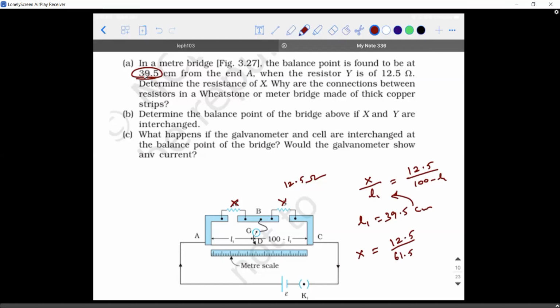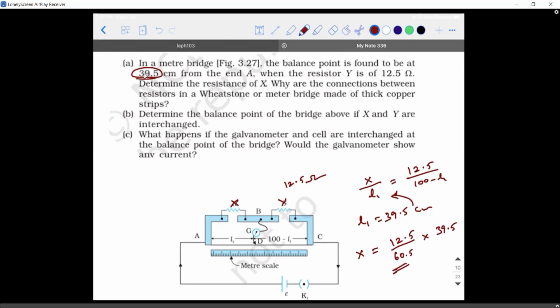Or is it 60.5? So 60.5 into what is the value of L1? It is 39.5. When you solve this, you will get the value of X. Now write it down.